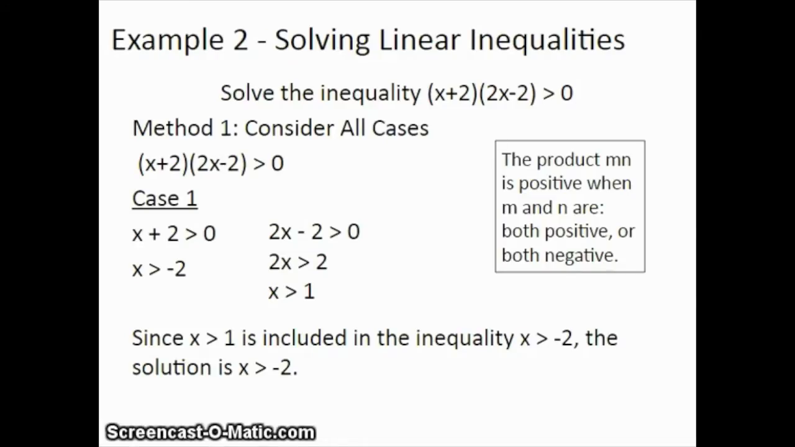For example number 2, we'll be solving the inequality x plus 2 times 2x minus 2 is greater than 0. For method 1, we need to consider all cases. Case 1 would be x plus 2 is greater than 0, which leaves us with x is greater than minus 2, as well as 2x minus 2 is greater than 0, so 2x would be greater than 2, therefore x is greater than 1. Since x greater than 1 is included in the inequality x is greater than minus 2, the solution is x is greater than minus 2.